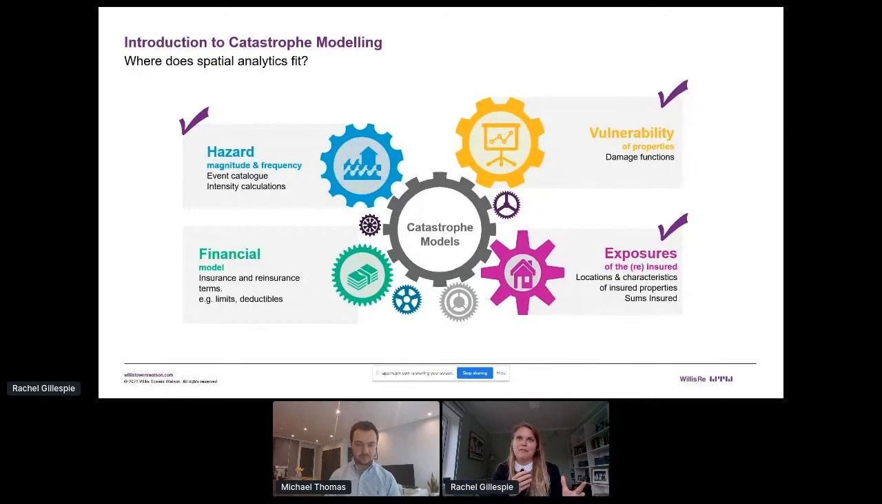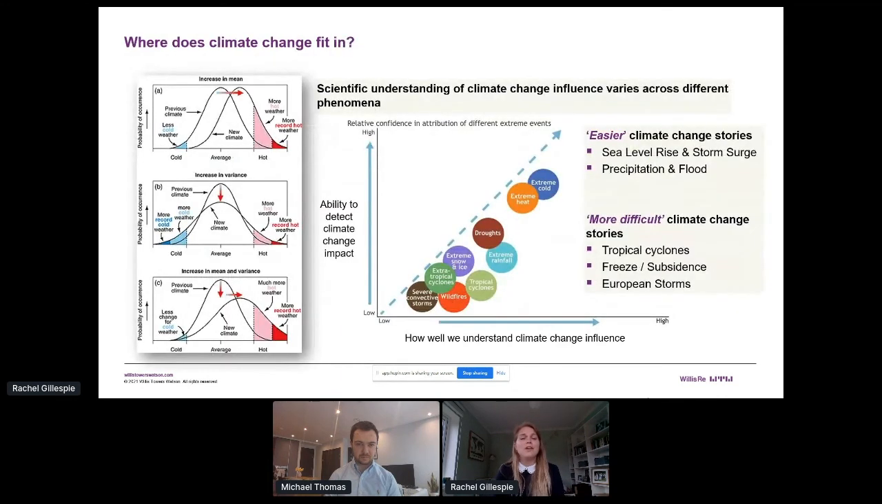And obviously, if we're thinking about it from the hazard perspective, it's going to go into all of that data that's going into there as well. Okay, so where does climate change really fit in? If we look at this picture on the left-hand side, it details really what we're expecting with climate change.